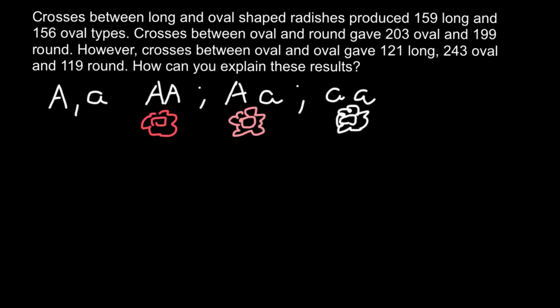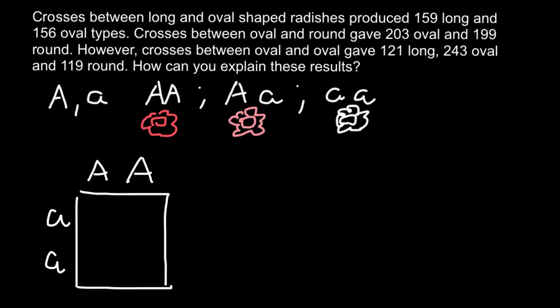Now let's build simple Punnett squares and see what we are going to get if we cross some of these phenotypes with each other. For example, what would happen if we cross a flower that is red and has genotype capital A capital A with another flower that is white and has genotype small a small a?